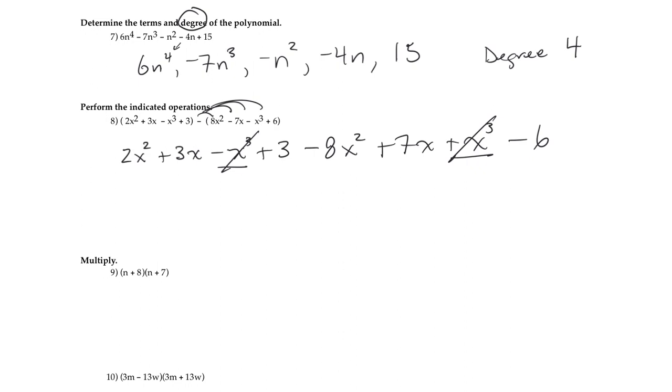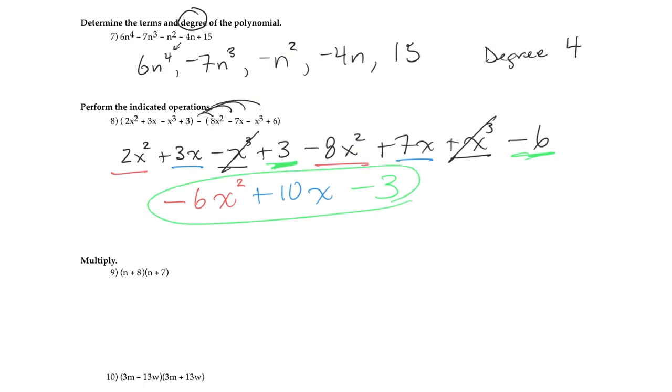Then my next, I have a 2x squared and a -8x squared. That would be negative 6x squared if you combine those. And then I have a 3x and a 7x, so that'd be a plus 10x. And then lastly, I have a 3 and a negative 6, so that'd be a minus 3. So that would be that simplification.